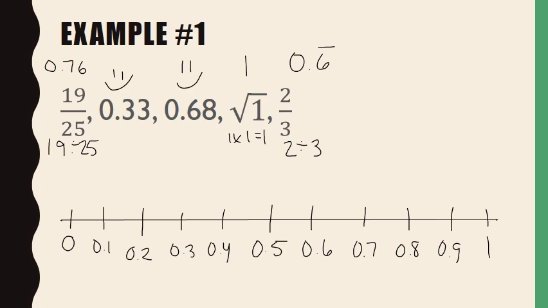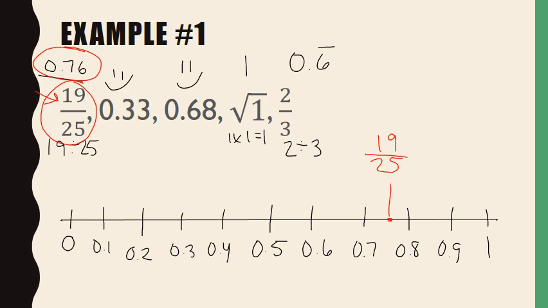Let's start to place our numbers on our number line. Let's start with 0.76. 0.76 is a little bit more than 0.7 because it starts with 0.7 and has something after. So 0.76 is actually going to be between 0.7 and 0.8. I'm going to place it right here with a dot, and then I'm going to label it with the original value given to me in the problem, 19 over 25. We use the 0.76 to locate it on the number line, but we still label using the original problem.